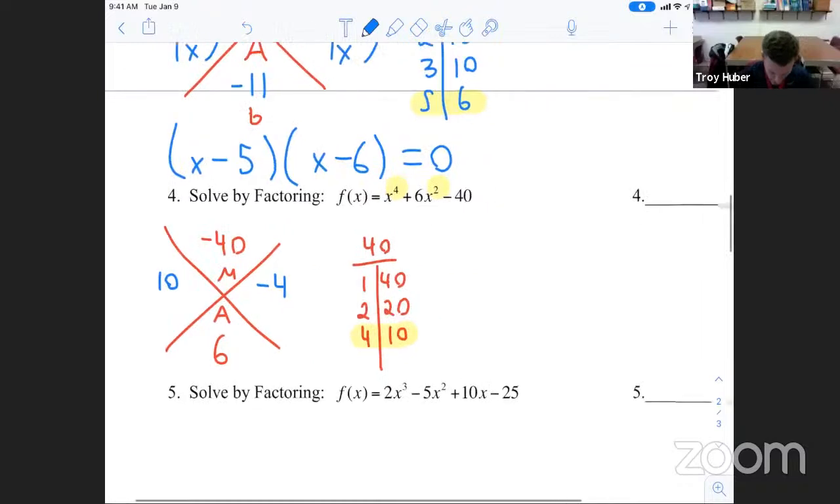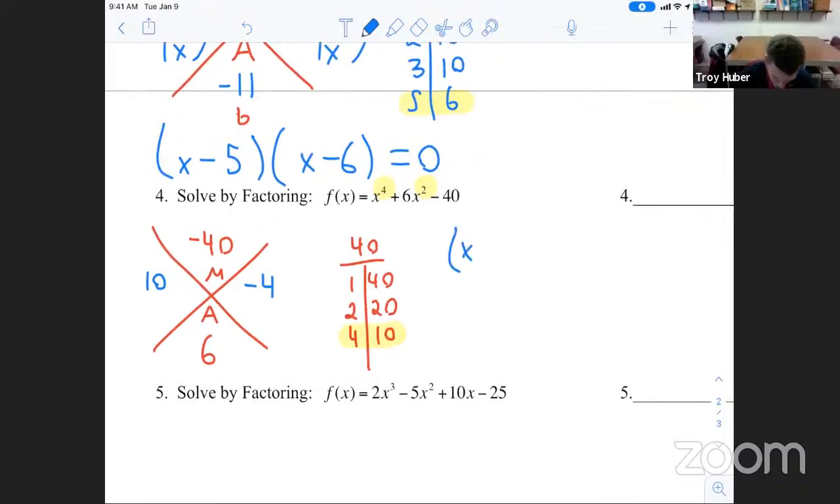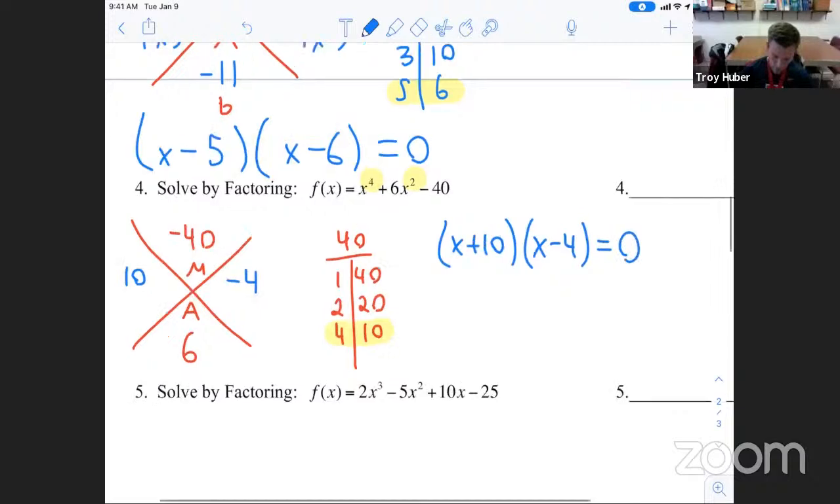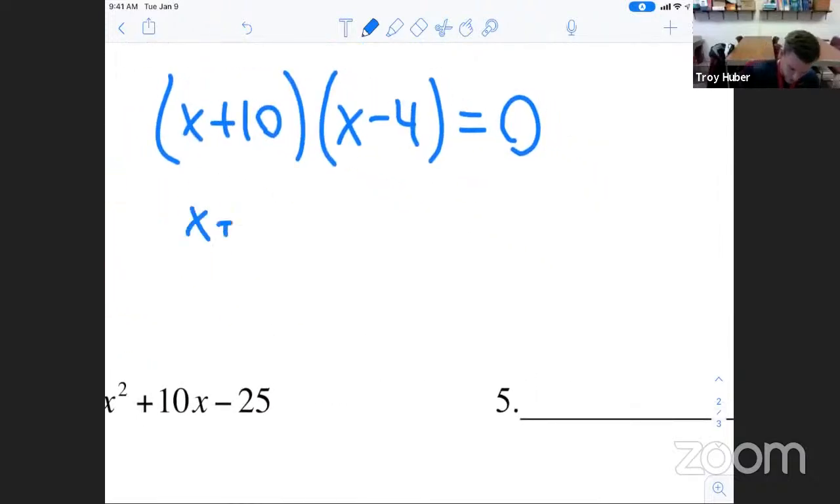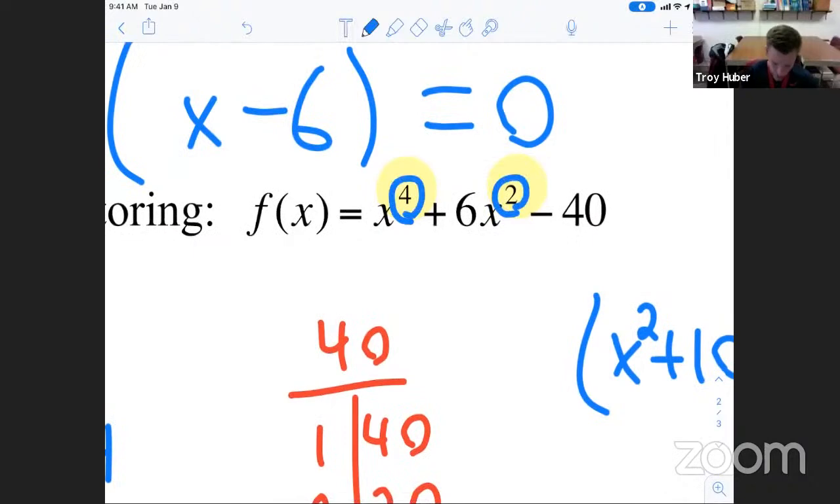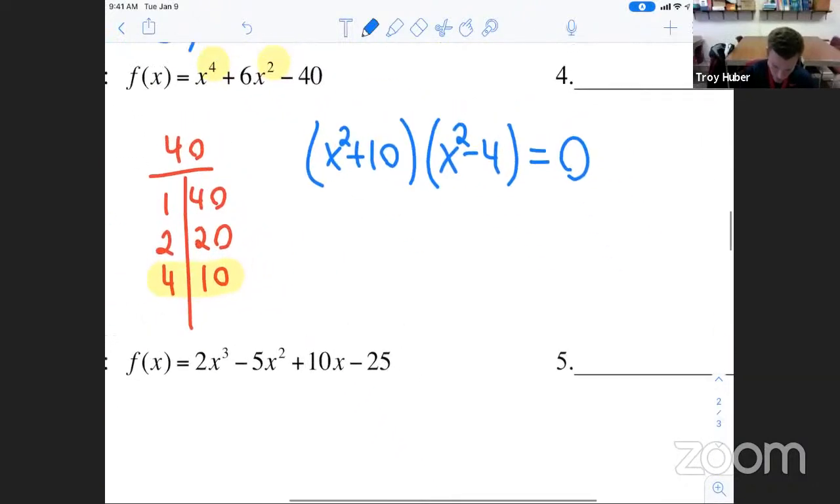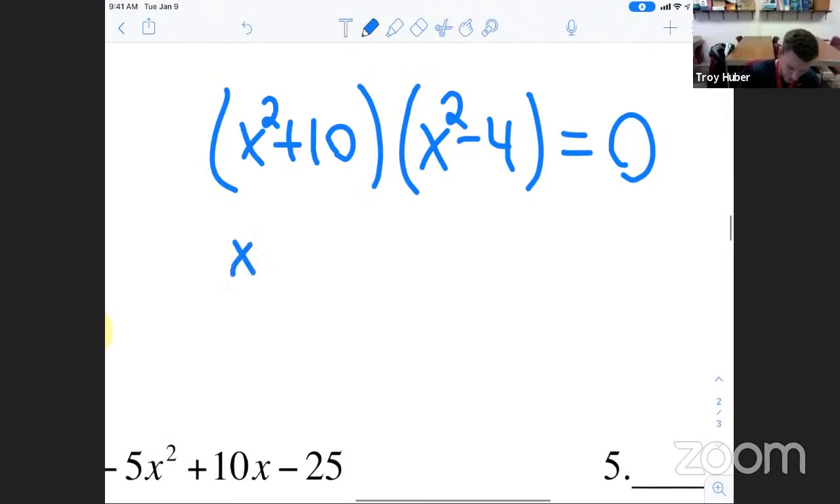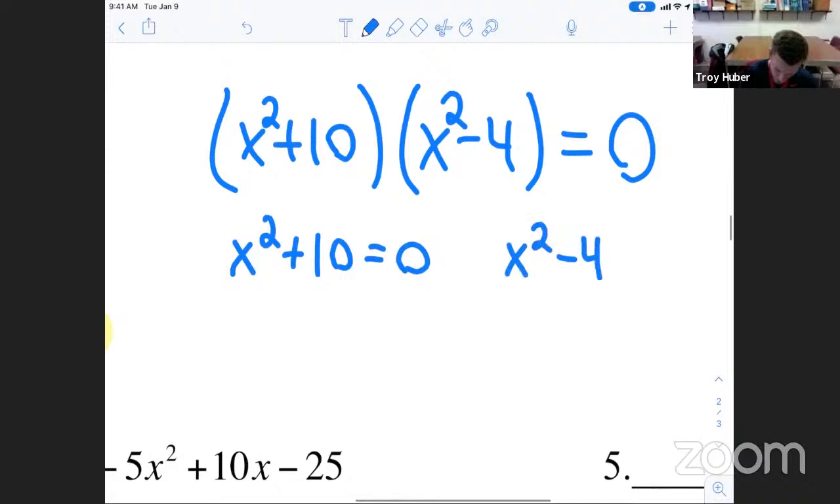All right, so then I can say, okay, we have x plus 10, x minus 4 equals 0. Okay, so x plus 10 equals 0. Whoops, I forgot to square them. Don't forget, it's to the 4th and 2nd power, so we had to square them in this one. All right, so we have x squared plus 10 is equal to 0, and x squared minus 4 is equal to 0.